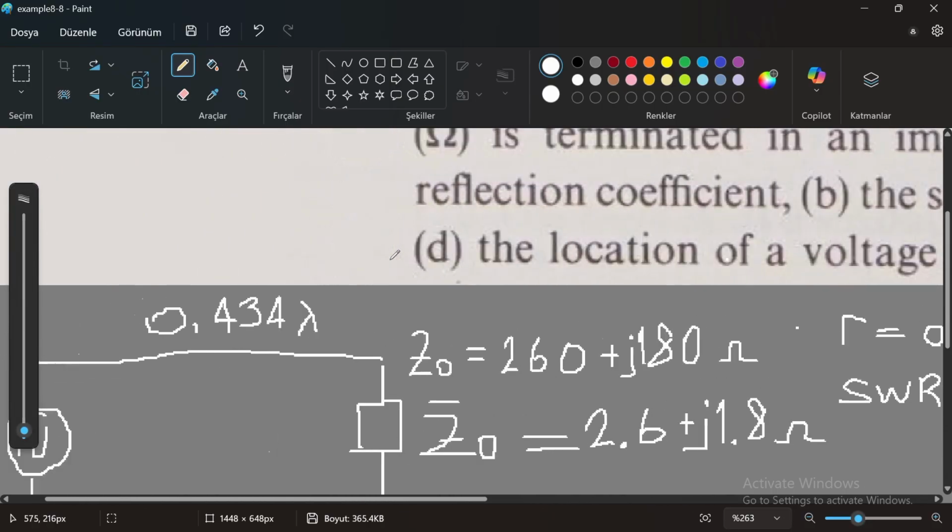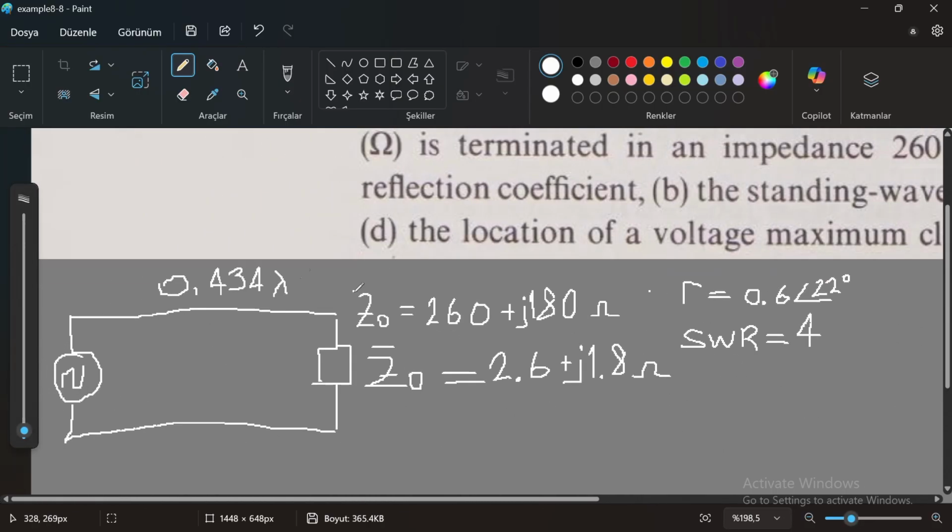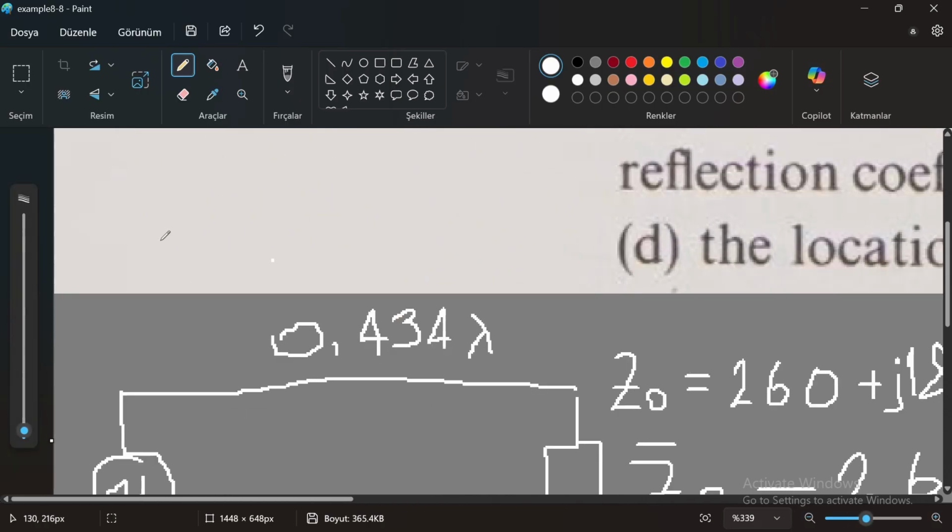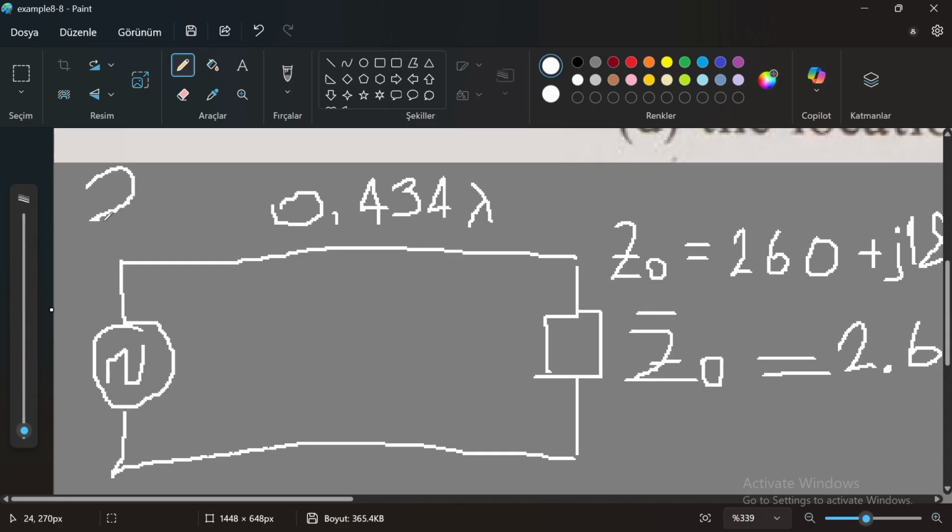Okay, so input impedance is here, as you know, Zi. We know the length here, and we know the output point on the Smith chart, and we know the length, so we can easily find this.